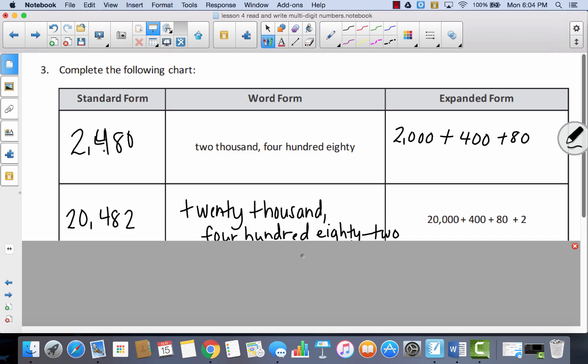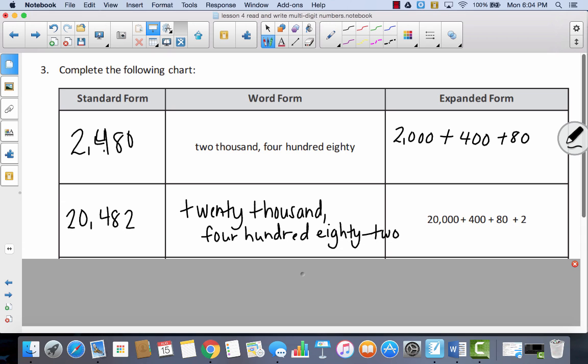So let's take a look at the next one. So first of all, I looked at the expanded form and I saw that I had 20,000. And then I had no thousands, but I had 482. So I wrote 20,482, and in word form, 20,482. Okay, so let's take a look at the next column.